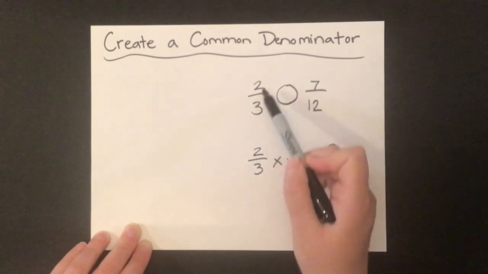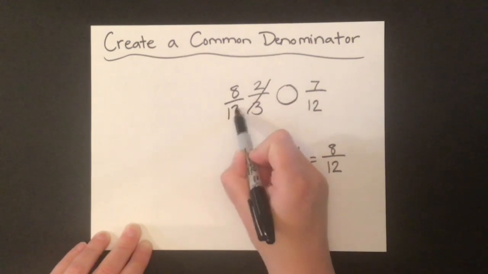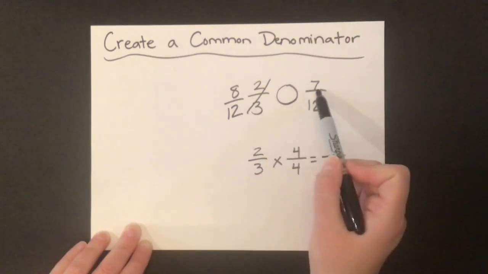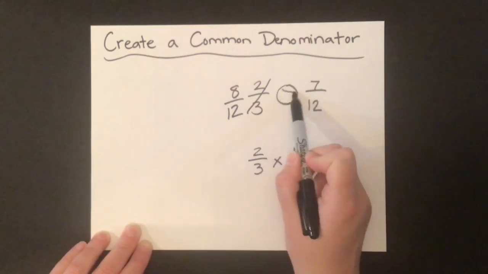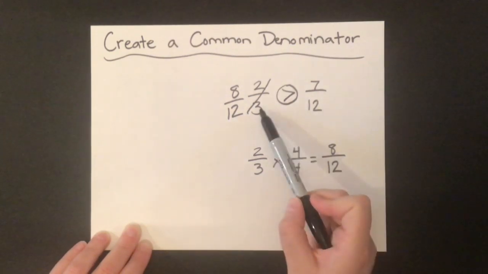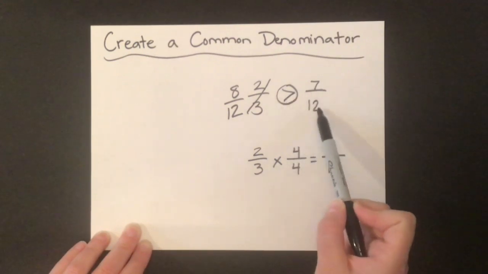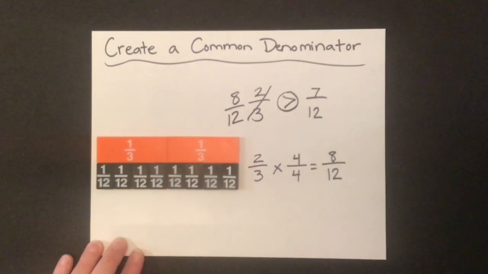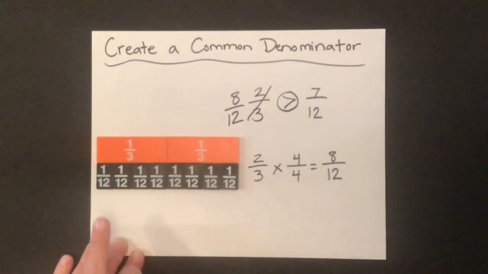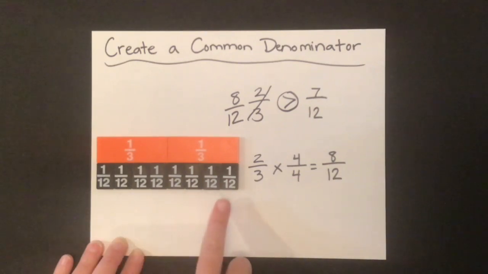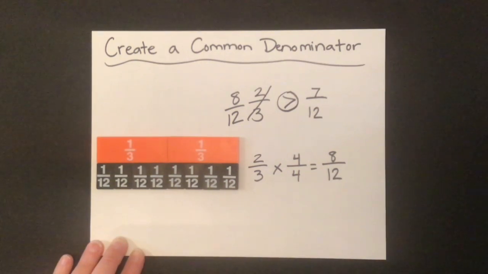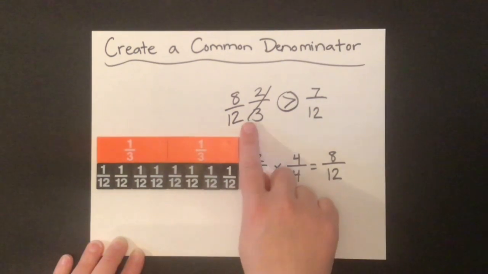Okay, so now we're comparing 8/12 to 7/12. And we know that 8 pieces are more than 7 pieces, so 8/12 is greater than 7/12. Or back to the original problem, 2/3 is greater than 7/12. As you can see with the fraction pieces, 2/3 really does equal 8/12. This is so helpful when we're comparing to have that common denominator.